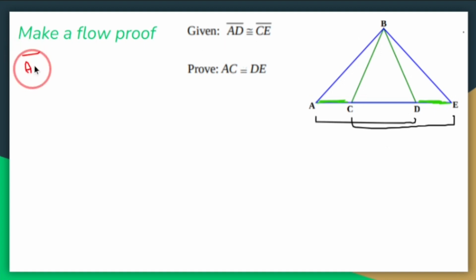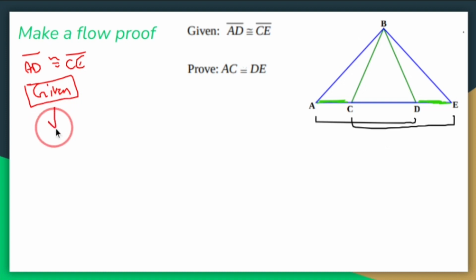Segment AD is congruent to segment CE because that's the given. You always start out with the given. Now I'm going to put the given in a box. It all depends on what your teacher or professor, or the book that you're using, wants you to do as far as flow proof stuff. But I like to put my reasons in the box.